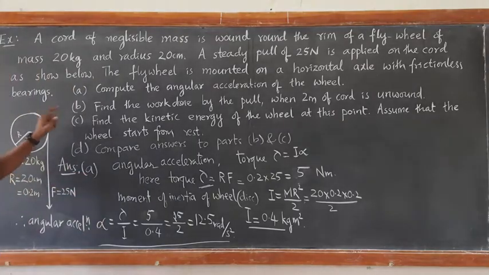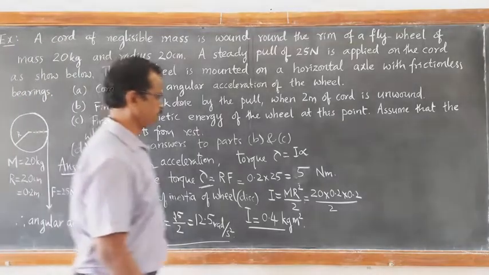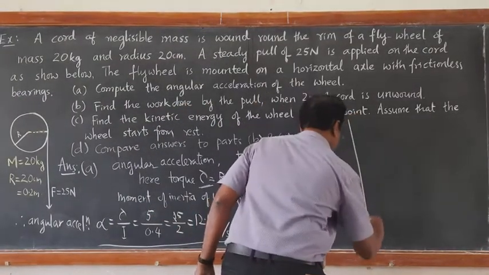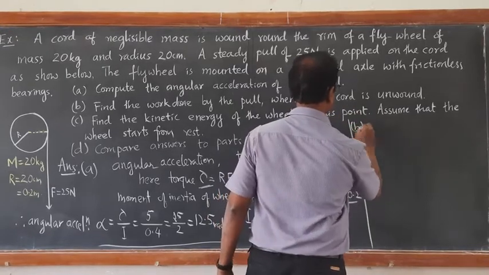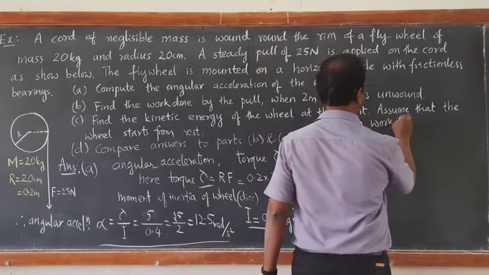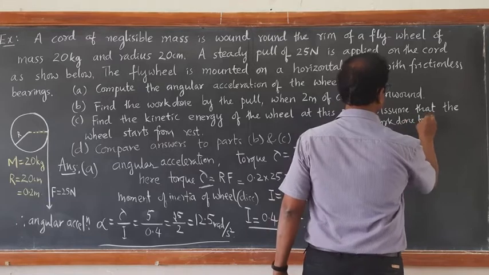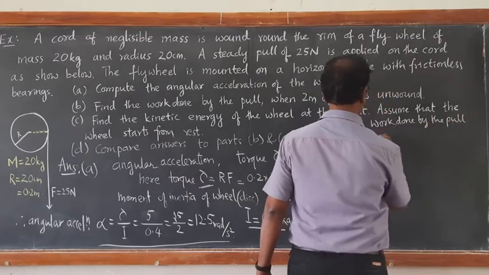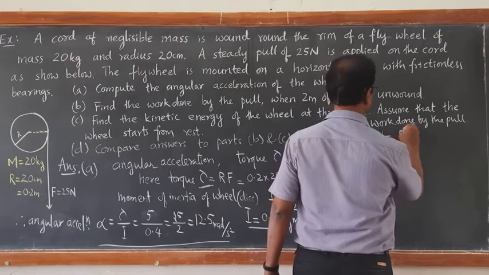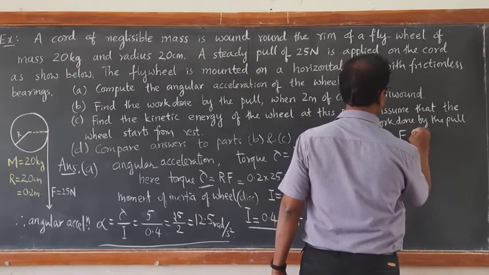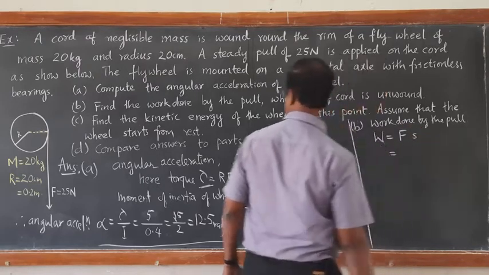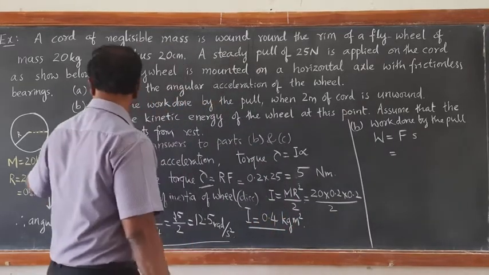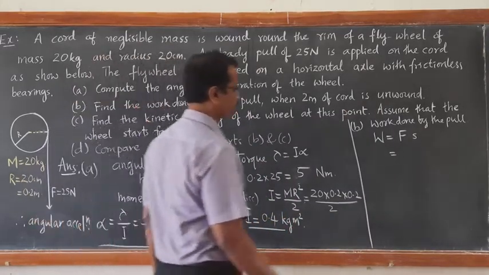Now let us calculate part B, work done by the pull. W is equal to force into displacement. You see, the force applied here is 25 Newton.